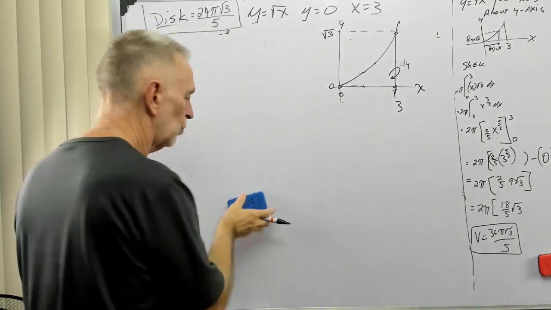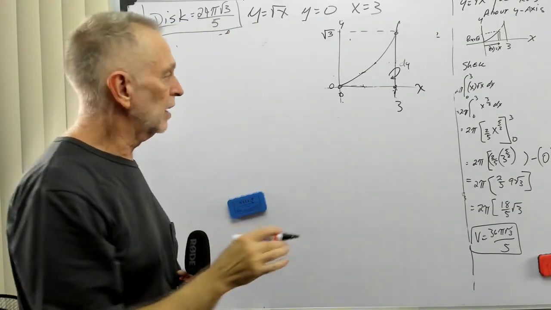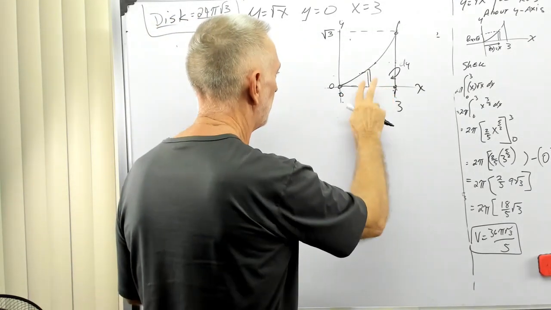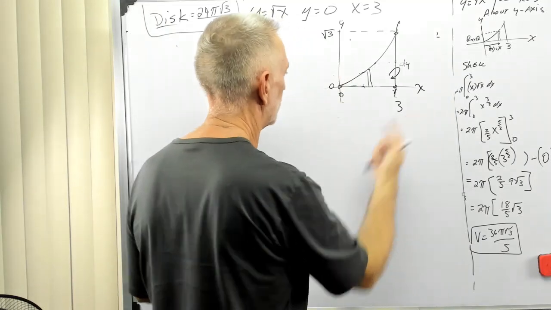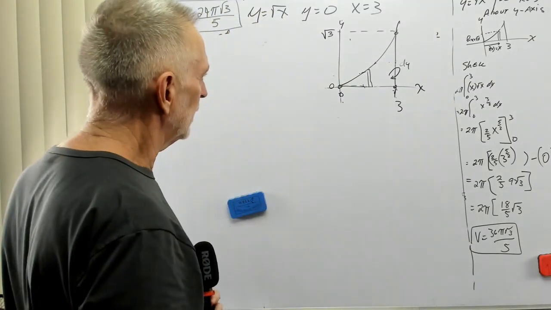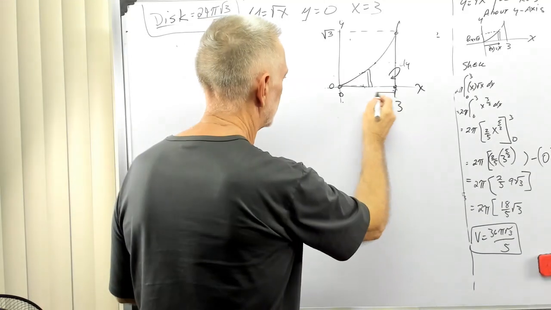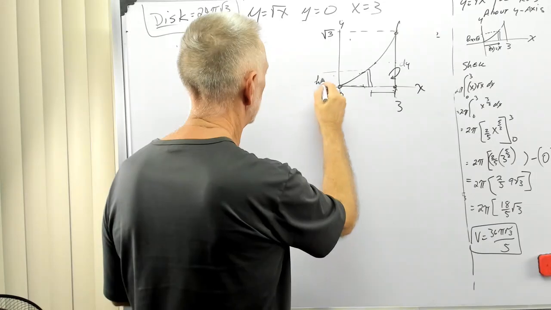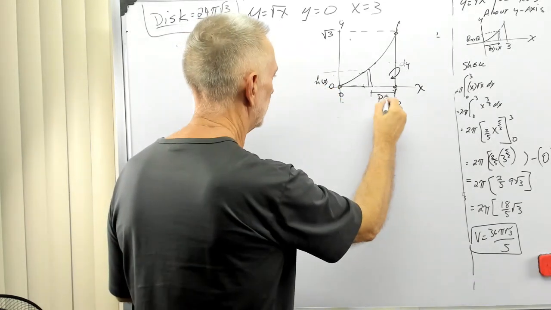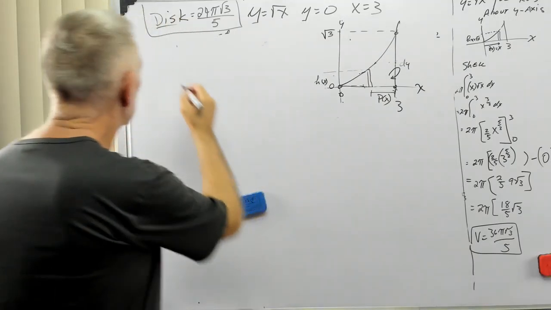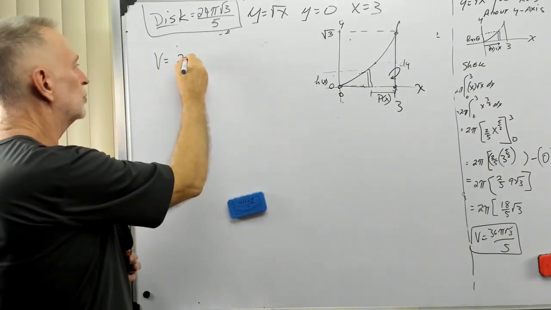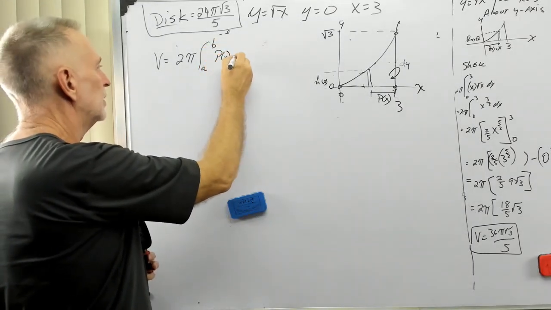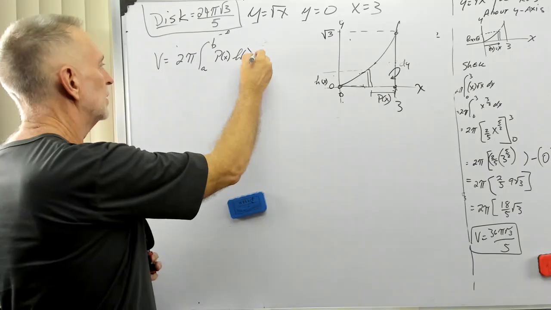All right, with the shell, you'll recall, it's telling us that we need to set up our differential rectangle parallel to the axis we're working around. And then we're trying to figure out what this distance is and then what this height is. This h of x and this is p of x. So the formula is volume equals 2 pi, the integral from a to b of p of x, h of x, dx.